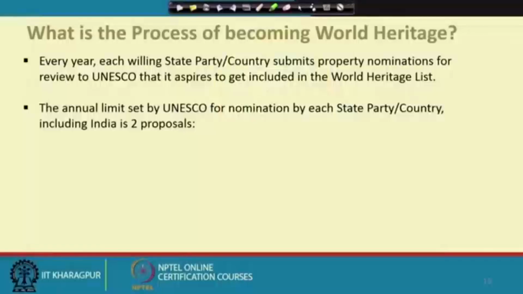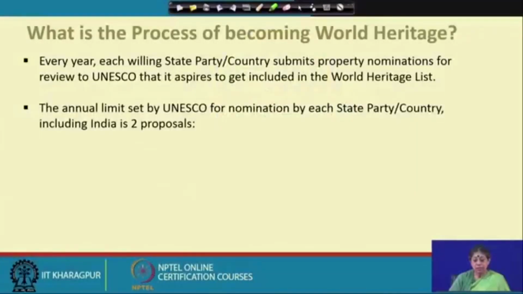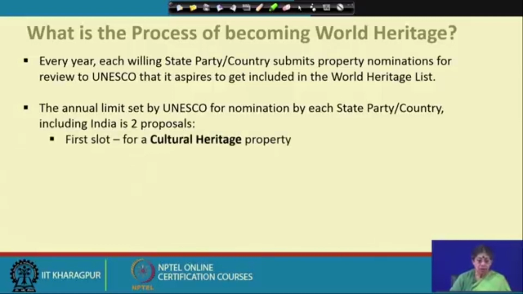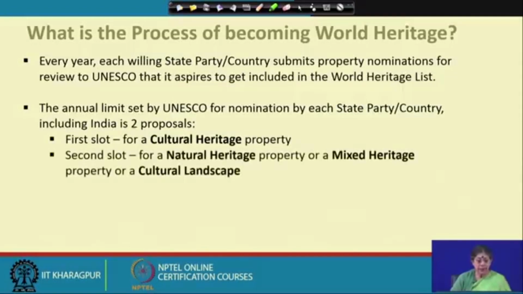The annual limit set by UNESCO for nomination by each state or country, including India, is 2 proposals. So, every year one can give 2 proposals. One is under the cultural property heritage category, the other is on the natural heritage property or mixed heritage property or cultural landscape. So, these are the two categories each country can submit for consideration each year.